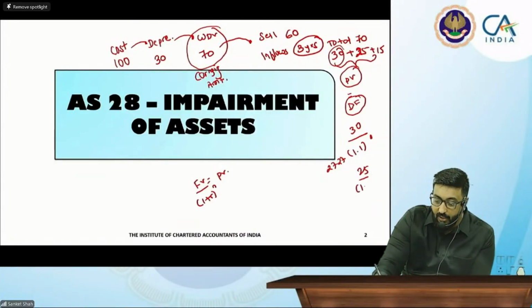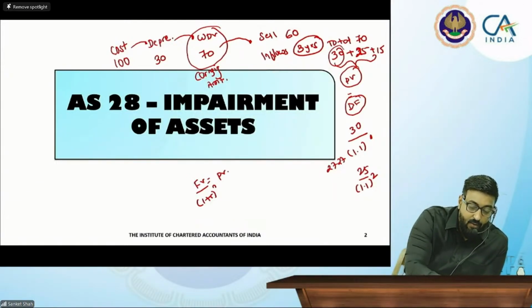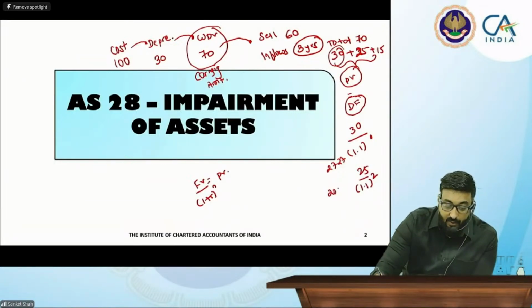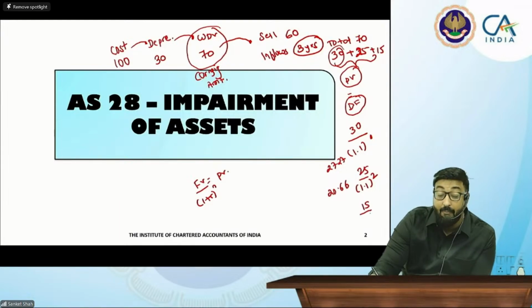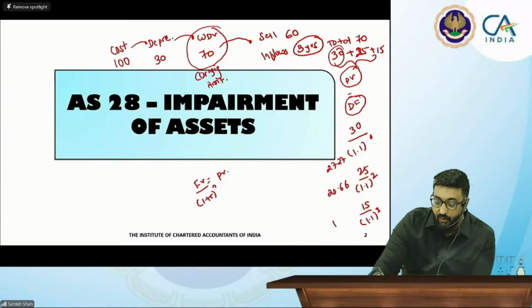Now again, 25 divided by 1.1 raised to 2, because we are getting 25 rupees after 2 years, so we have to discount it for 2 years. So 25 divided by 1.1 is equal to, we will press it 2 times. I'm getting 20.66. And 15 rupees I'm getting after 3 years, so how many times do I press the equal to button? 3 times. Very good. So 15 divided by 1.1 is equal to 11.27.